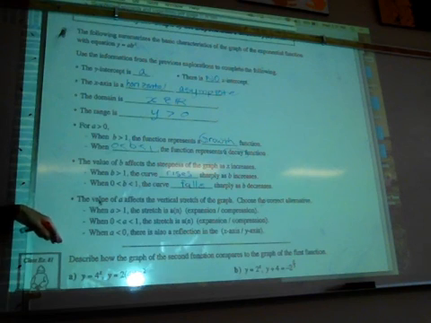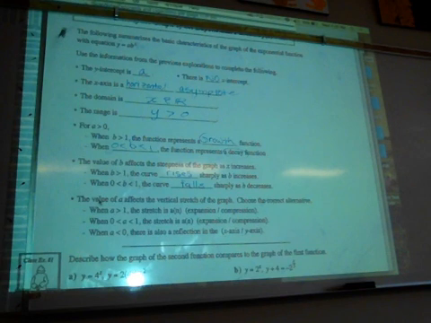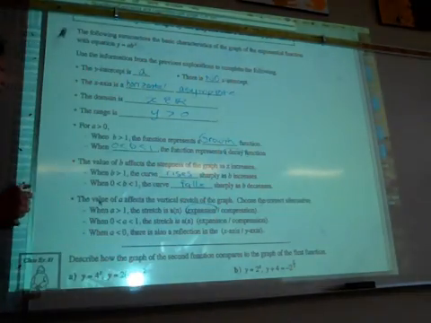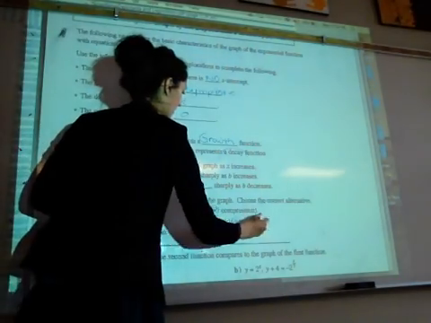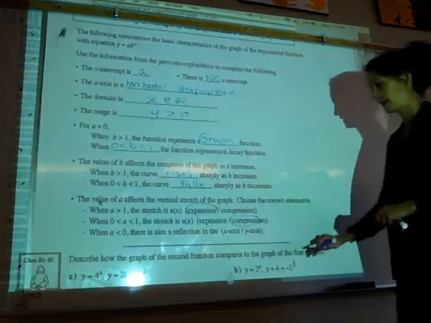And the last summary is dealing with the a parameter. When a is greater than 1, we have a stretch. Say if a was 3, are we going to have a compression or an expansion? Expansion, good. When a is a fraction between 0 and 1, do we have an expansion or compression? Compression, good.